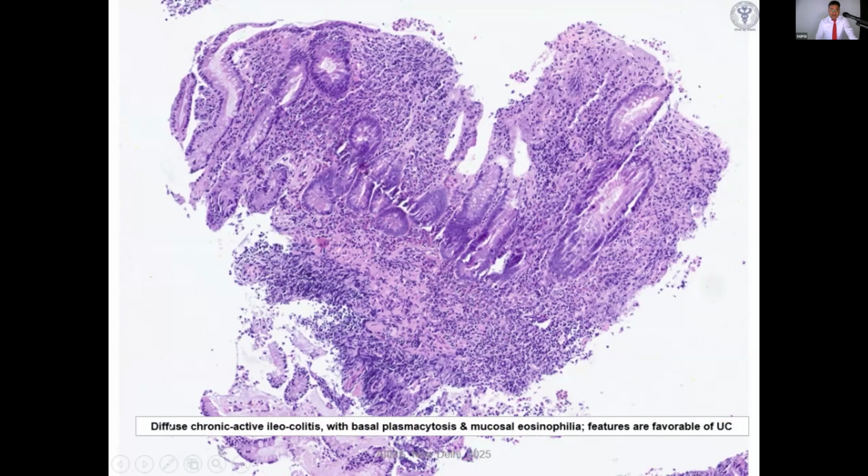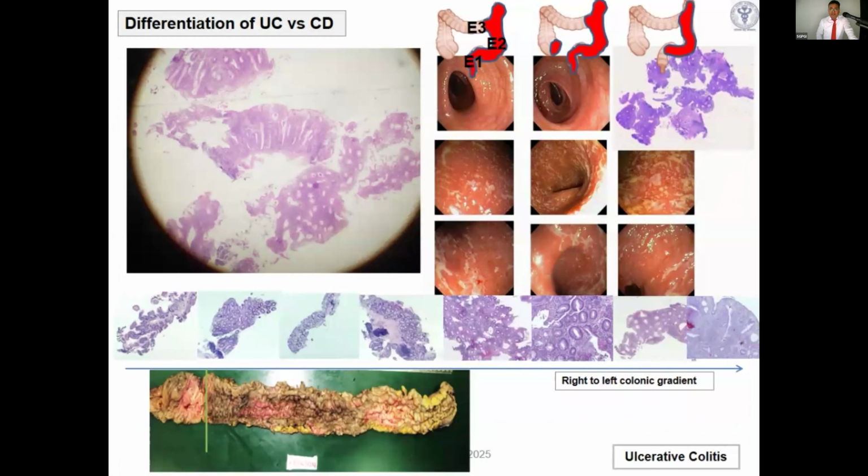So we can say that this is a diffuse chronic active, sorry, it is my mistake. This is a colitis with basal plasmacytosis and mucosal eosinophilia. The features are favoring ulcerative colitis. So that should be the wording we use. We all know how to differentiate UC and Crohn's. In UC, we always see a right to left gradient. The left colon is more commonly involved if you go from the ileal areas.